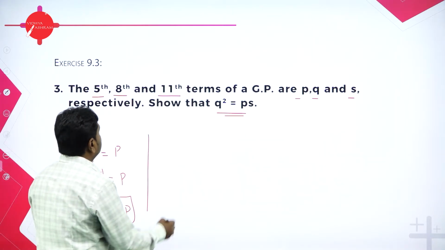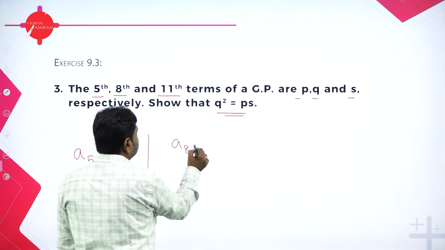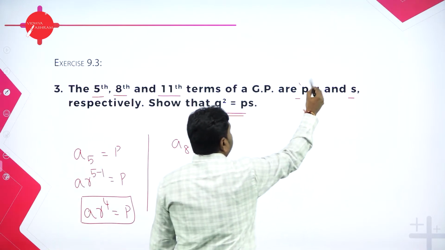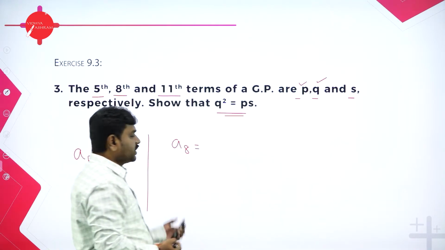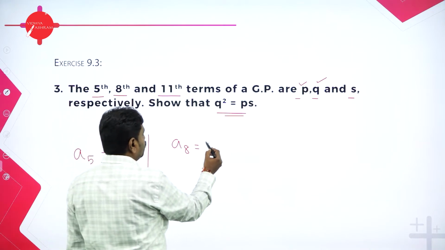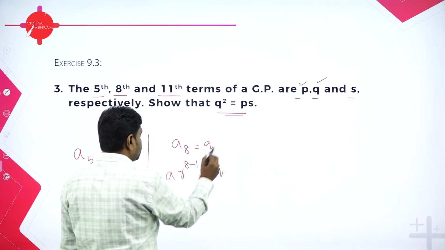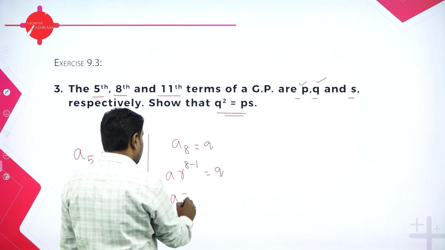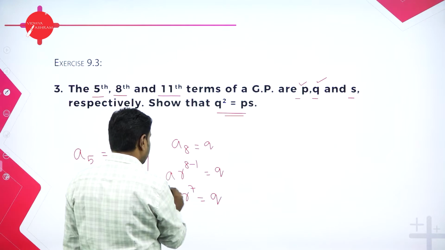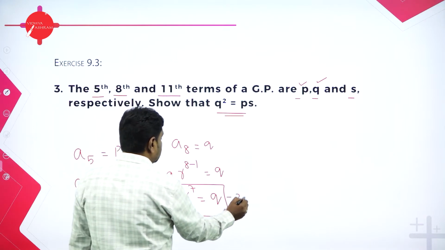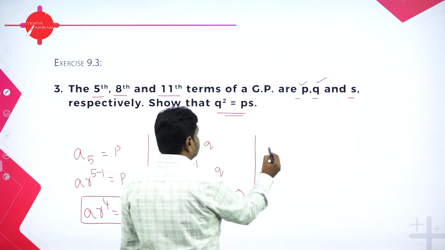Similarly, the 8th term, A8. See, this is the 5th term. The 8th term they gave as Q. What is A8? A into R power 8 minus 1 is Q. A into R power 7 is Q. So you got the Q value. Then they gave the 11th term, A11.